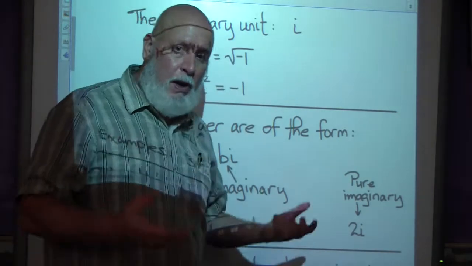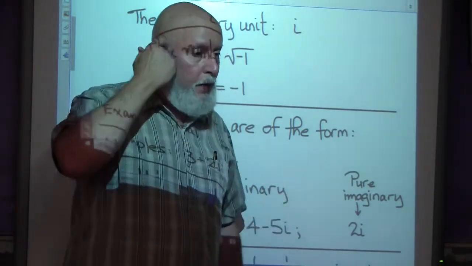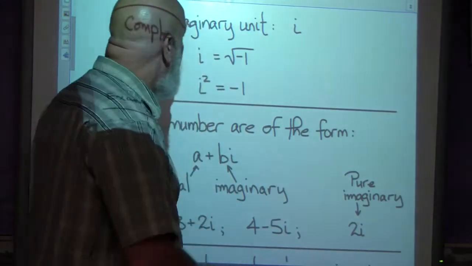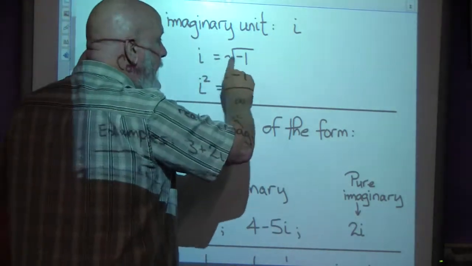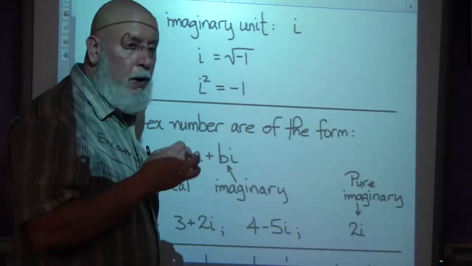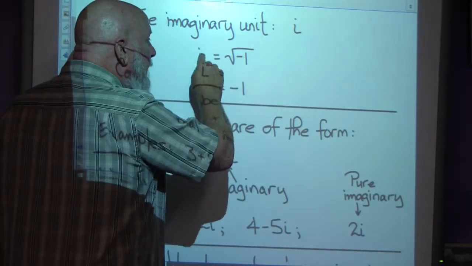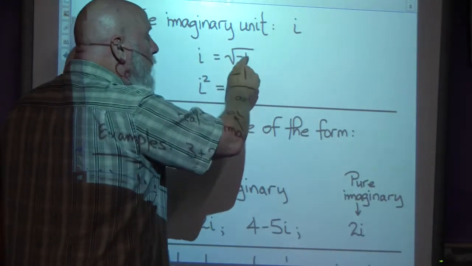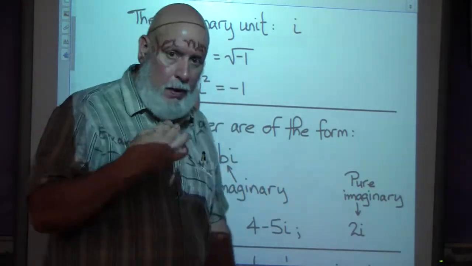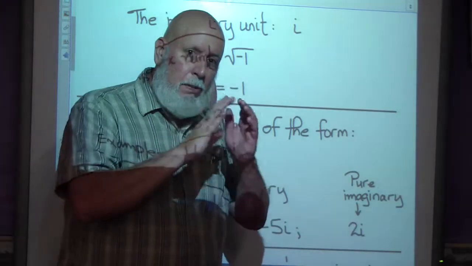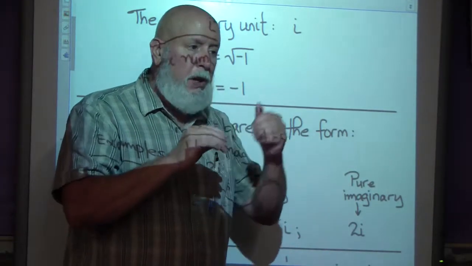It looks like a variable, but it's not. It's an actual number. i is defined as the square root of negative 1. It's called the imaginary unit. i is the square root of negative 1. That means if you multiply i by itself, you get negative 1. i is the only number that you can multiply by itself that will yield a negative.